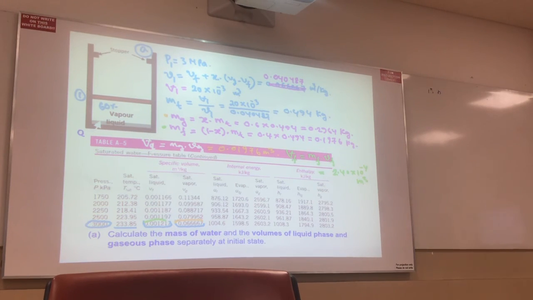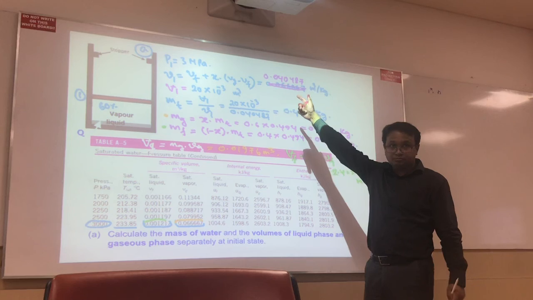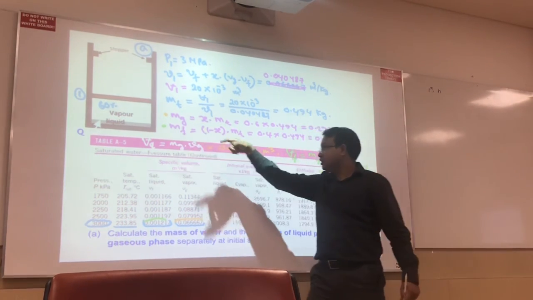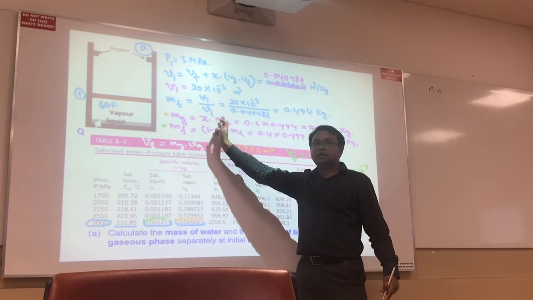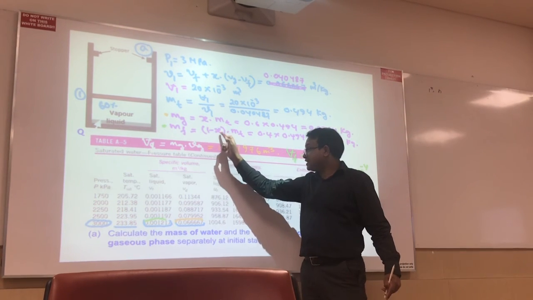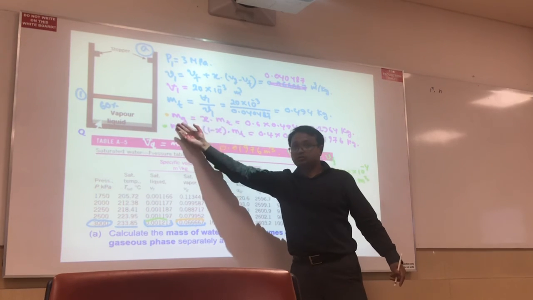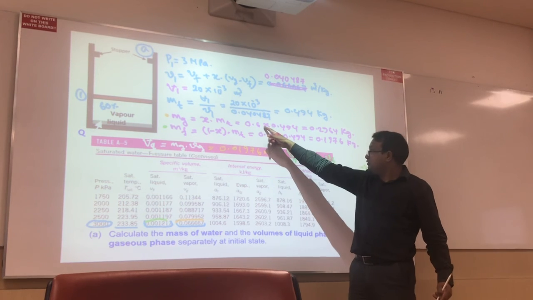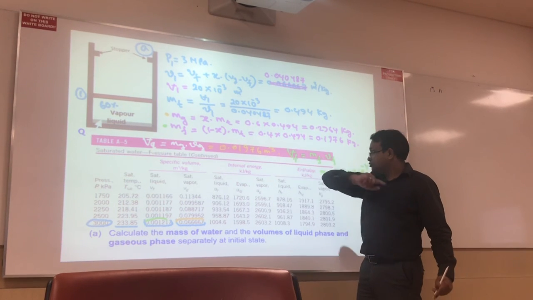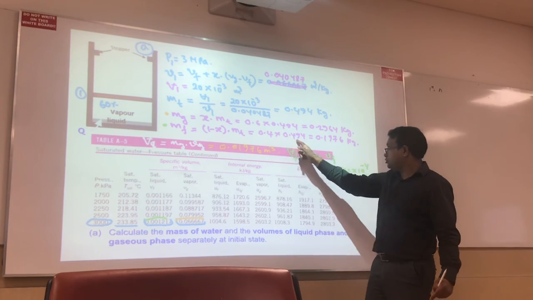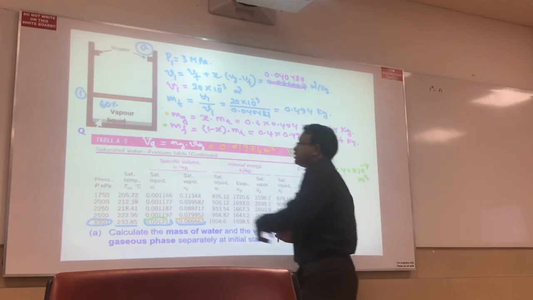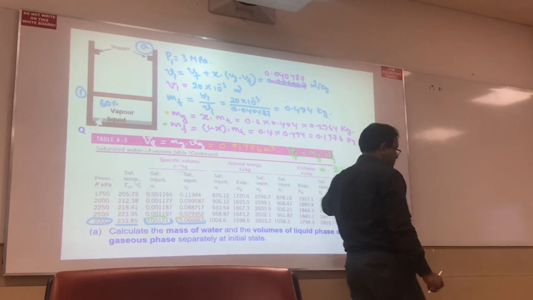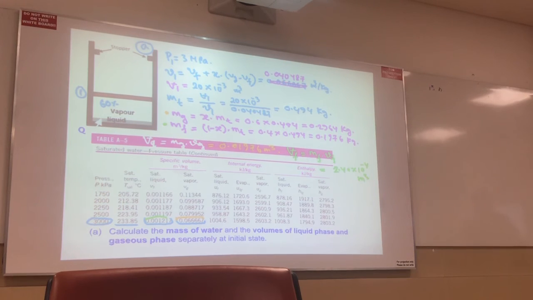Okay? So this part is very easy. You know how to do. Last week I told you already. How to calculate mg? Quality times total mass. mf is 1 minus x times mt. Then you have to memorize these two equations. Okay? And I just plug in the values. x is 0.6, total mass 0.4. What is total V? M times specific volume. Then you can get the answer.